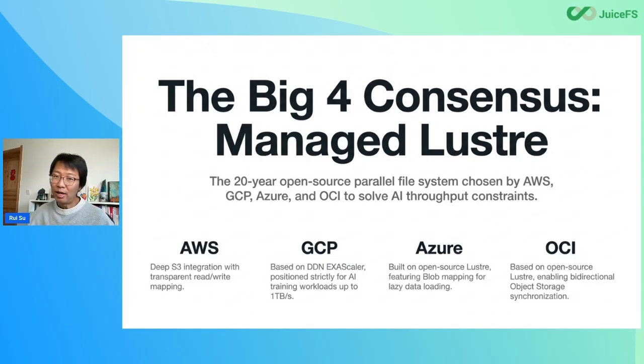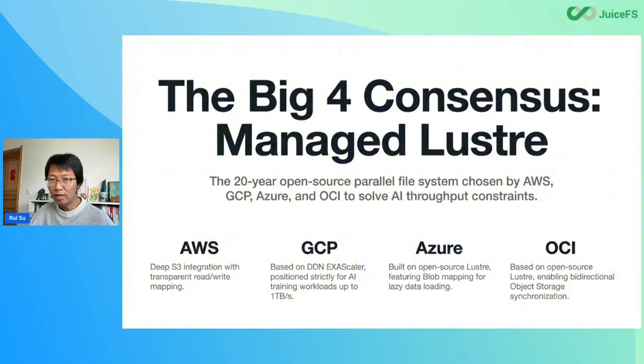And let's look at the advantages of managed Lustre. Across all four cloud providers, the common benefits are clear. Managed Lustre gives you much higher throughput, much higher IOPS, and full POSIX compatibility. That POSIX support is very important for many existing tools, scripts, and data pipelines.